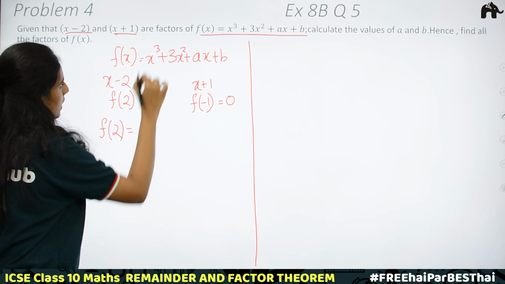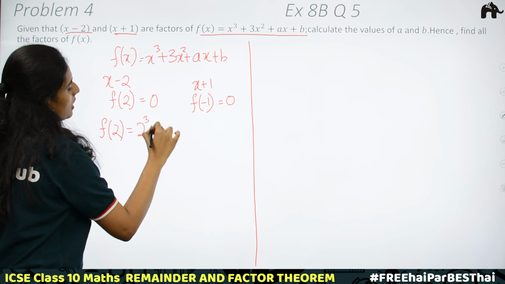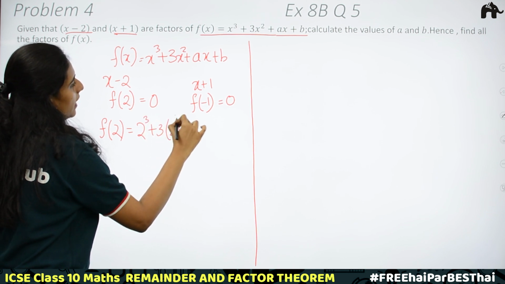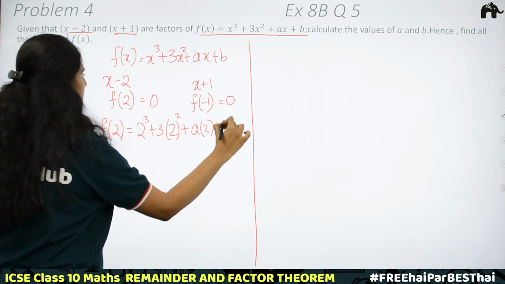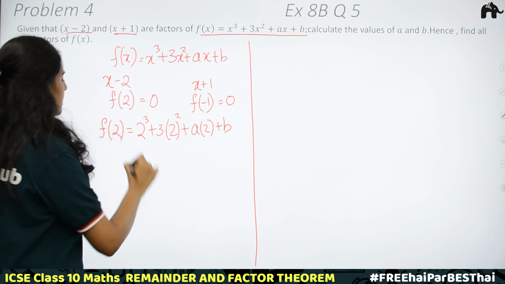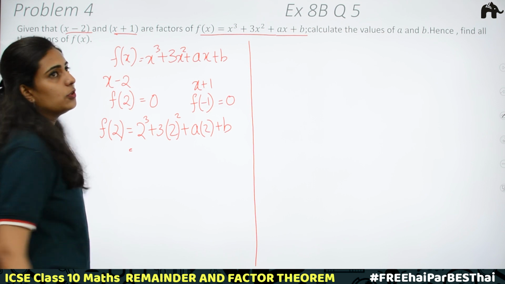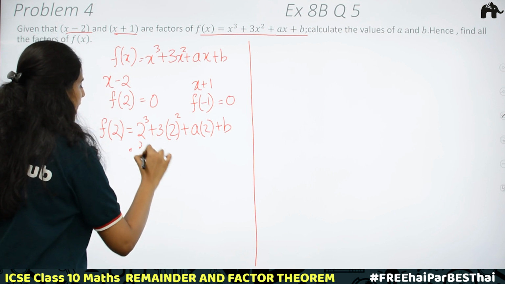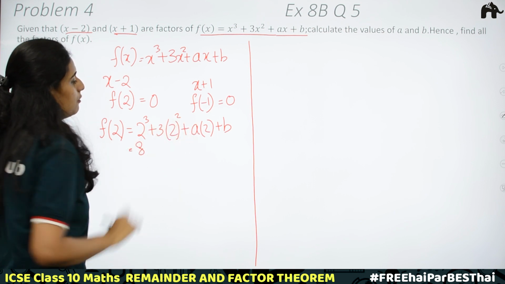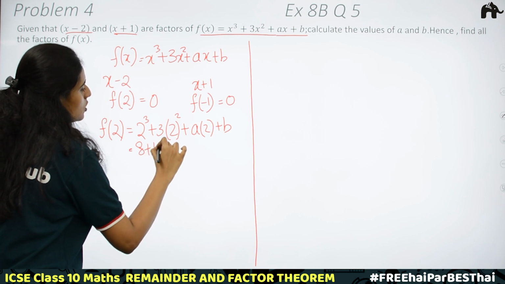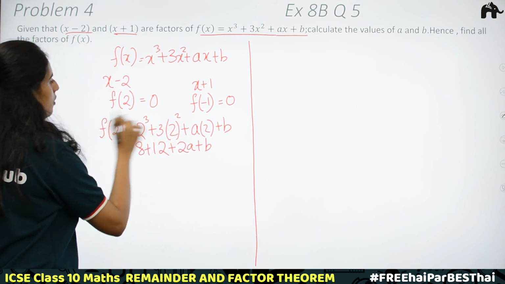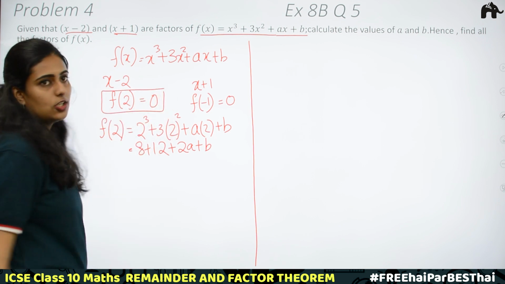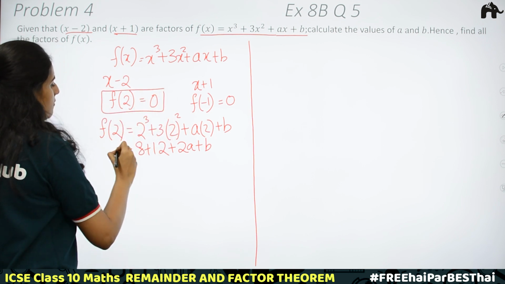f of 2 will be equal to 2 cube plus 3 into 2 square plus a into 2 plus b. That is equal to 2 cube, 2 cube is 8, 2 square is 4, 4 into 3, 12, plus 2a plus b. What is f of 2? f of 2 is equal to 0 because x minus 2 is a factor.